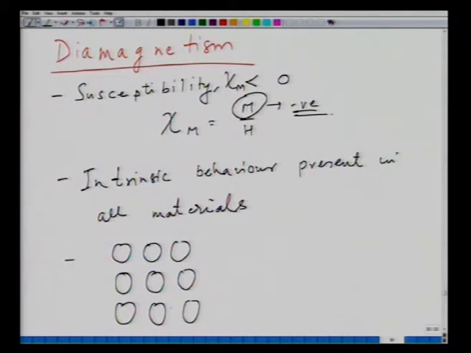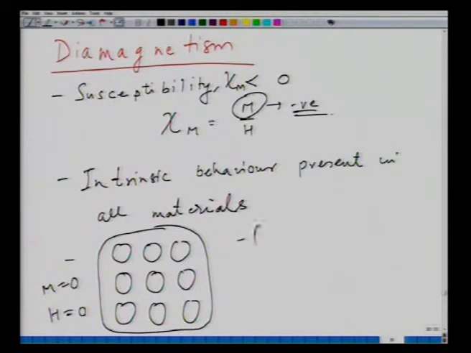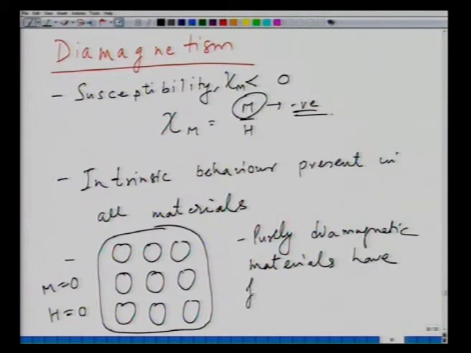So, when H is equal to 0, then M is also equal to 0, which means there is no picture which gives you any clear picture of the spins. And this typically happens in materials with closed or filled outer electron shells. So, purely diamagnetic materials are materials that have filled outer electron shells.